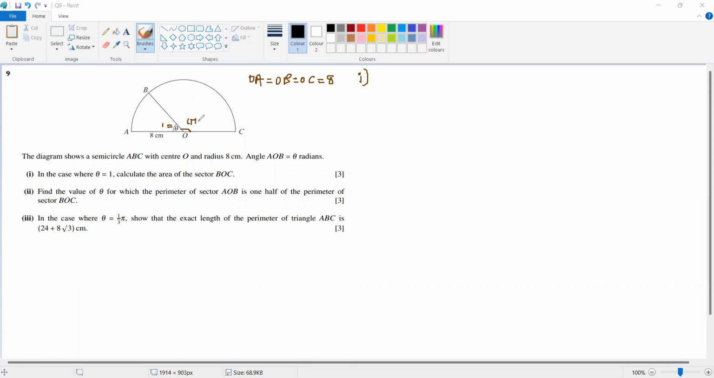Pi radians is 180 degrees. So this will be pi minus 1. Okay, so this is the angle that is facing the sector BOC. So that's why we need to calculate that part. And then the formula for the area of sector BOC will equal half r squared theta. If we use this formula, theta must be in radians. Okay, please take note. So therefore now we substitute the radius given as 8. So half times 8 squared.